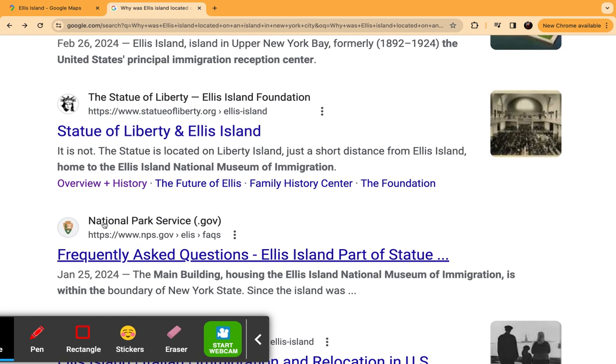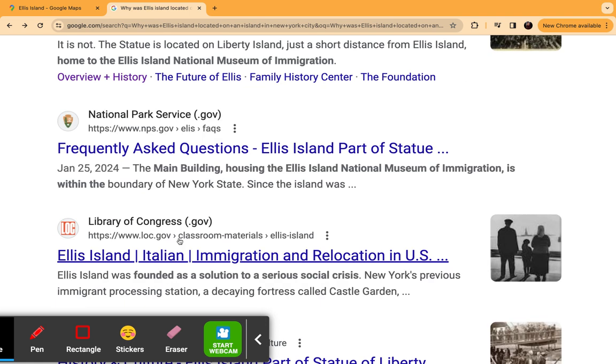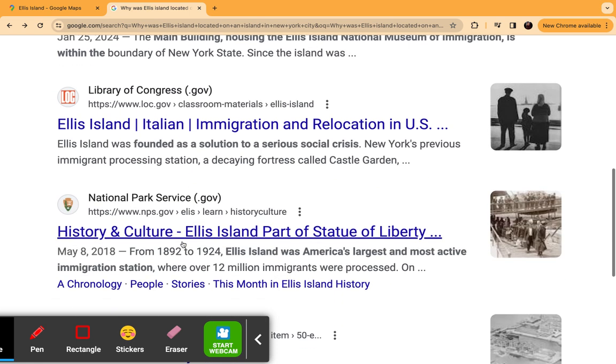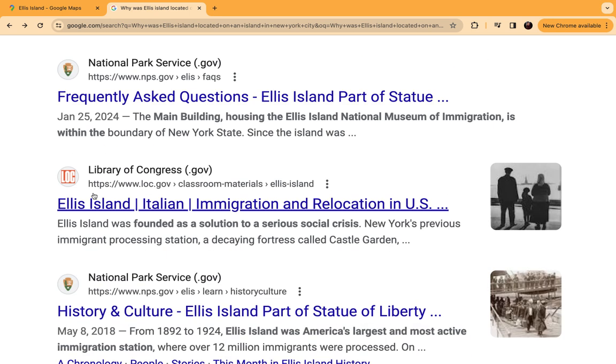If your topic has anything related to the National Park Services, this is provided by the US government, hence the .gov. They have some helpful resources on there too. Library of Congress is great. So as I'm scrolling through these, I'm paying special attention to where the information's coming from.